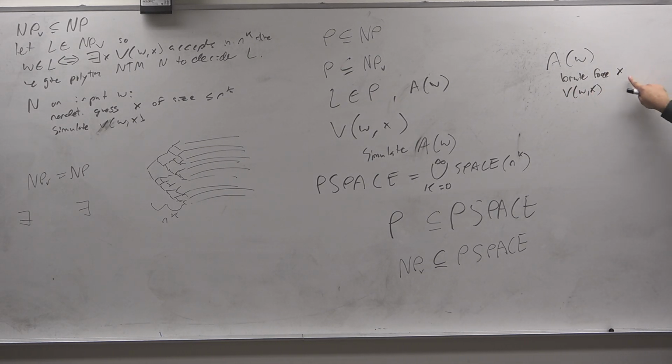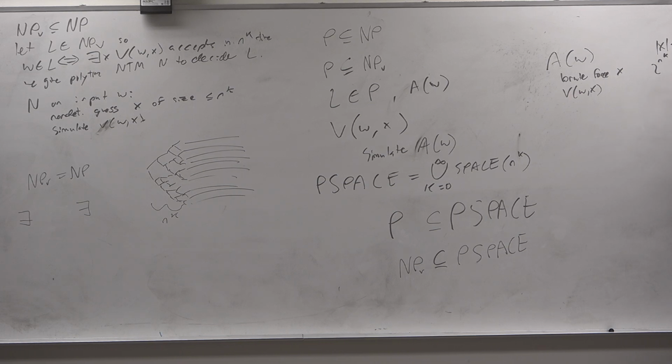If x is size n to the k, how many witnesses are there? How many strings are of that length? A finite amount. Well, for each n, sure, certainly, but as a function of n, where each witness is a bit string: 2 to the n to the k. Right, so that's exponential time. So for each of these, you run this verifier to see if any of them accept.